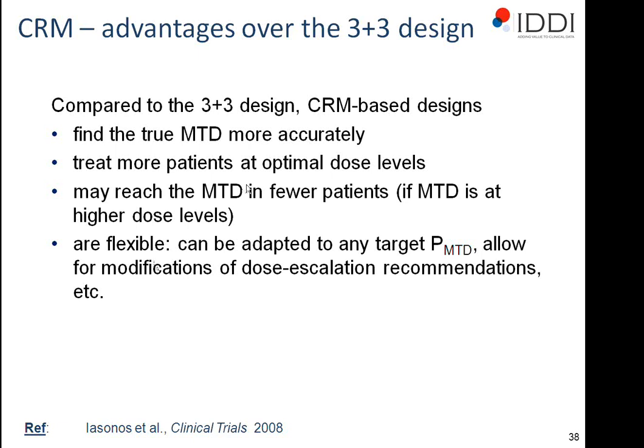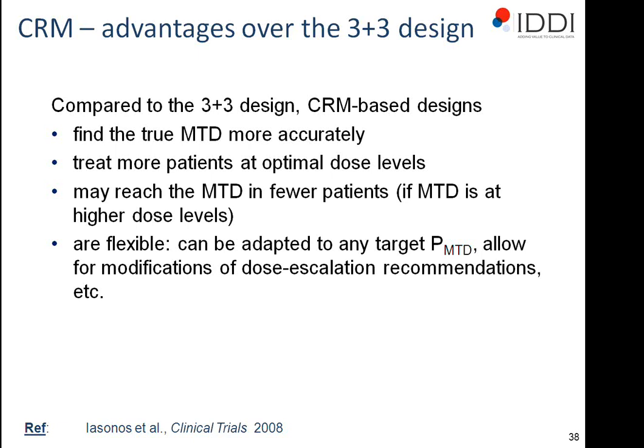You can reach the MTD in fewer patients, especially if the MTD is at higher dose levels, because with the 3+3 design, you will have to visit all those levels before you reach this MTD level. Whereas in a CRM design, you can actually get there quicker, especially if you allow, for instance, dose skipping.